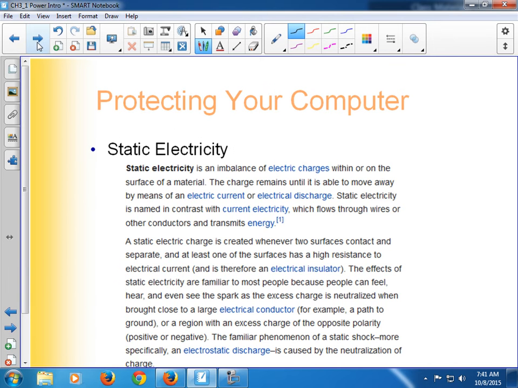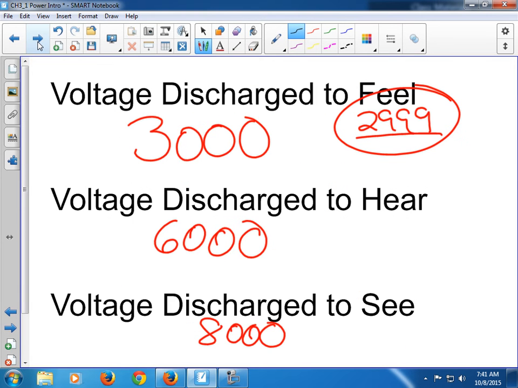Okay, we talked about static electricity and we talked about the different voltages.